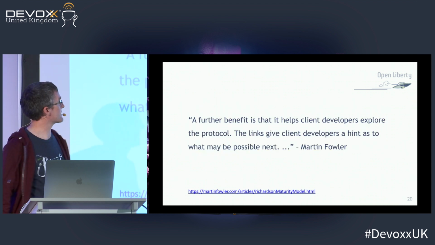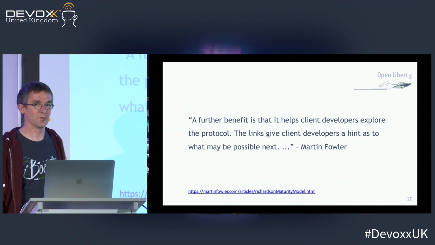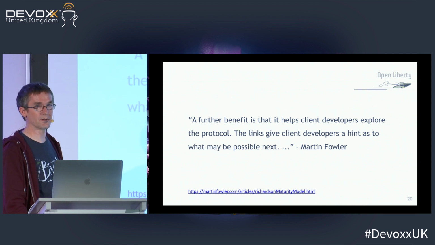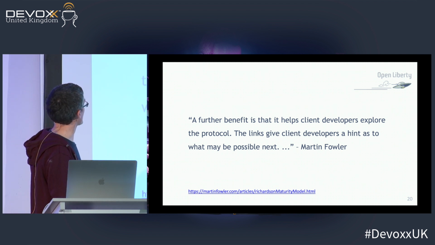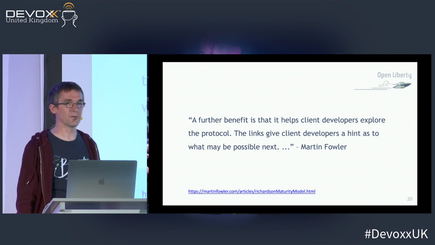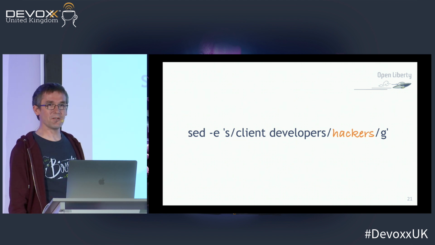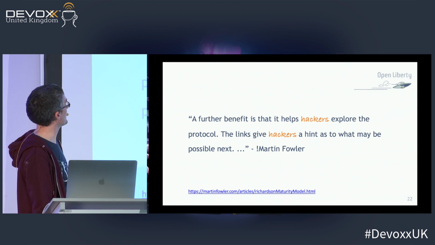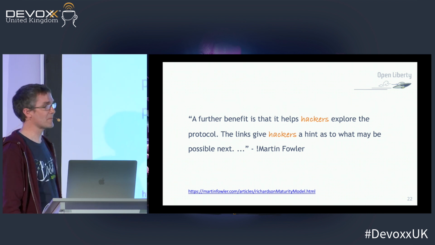Because this is a security talk, as I was reading Martin Fowler's blog post, I came across this paragraph extract, and I thought it was quite interesting because it summarizes the hypermedia control layer and says the further benefit is that it helps client developers explore the protocol. The links give client developers a hint as to what may be possible next, which is really, really nice. Okay, what happens if we do this to it? It still makes sense. A further benefit is that it helps hackers explore the protocol. The links give hackers a hint as to what may be possible next.